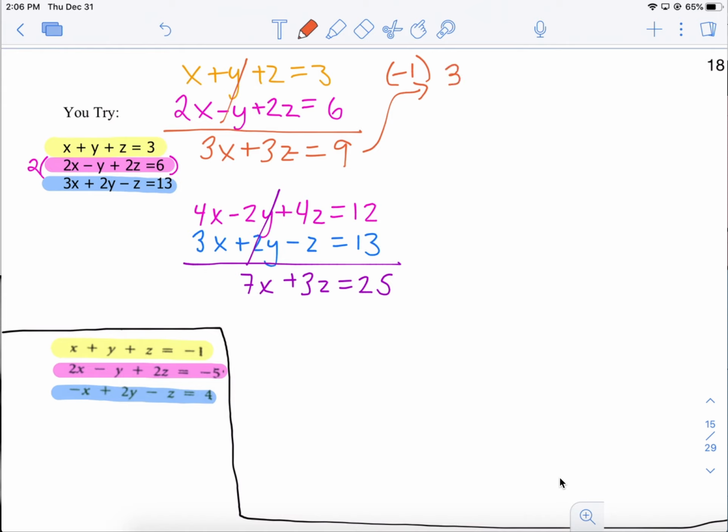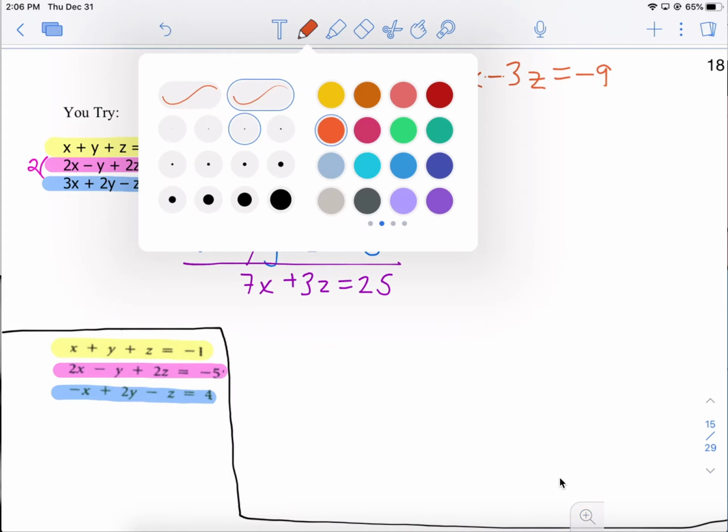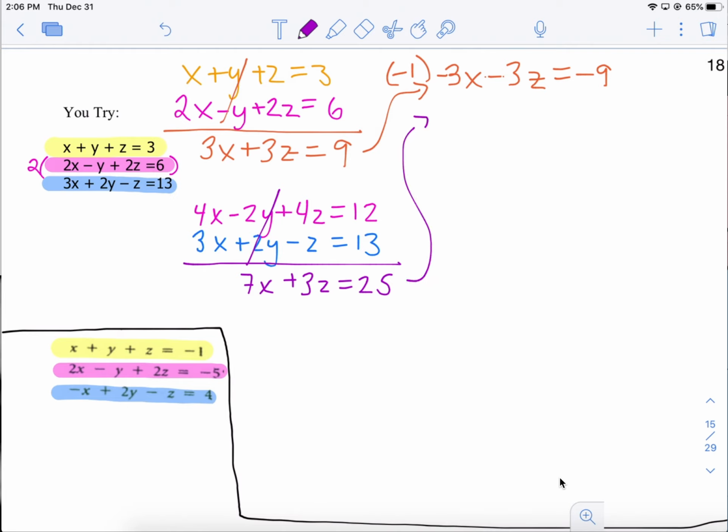Let's do -3x minus 3z equals a -9. Purple equation I'm going to keep exactly the same. So bring him up here. We're going to have 7x plus 3z equals 25. Now, I could have just as easily multiplied the bottom by a negative. I just would have ended up with a -7 and a -25. For me, it makes more sense to make the smaller numbers negative so that I'm not really dealing with negatives in general. I'm just subtracting.